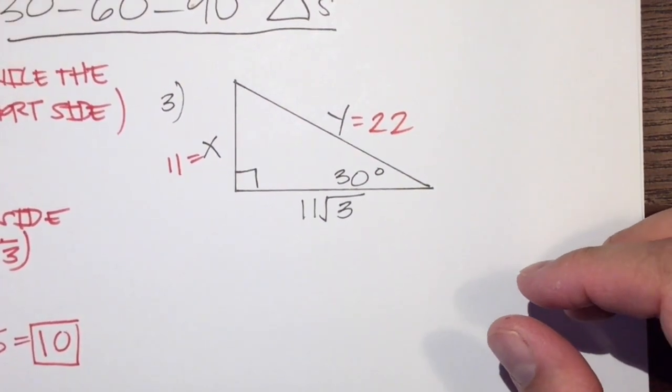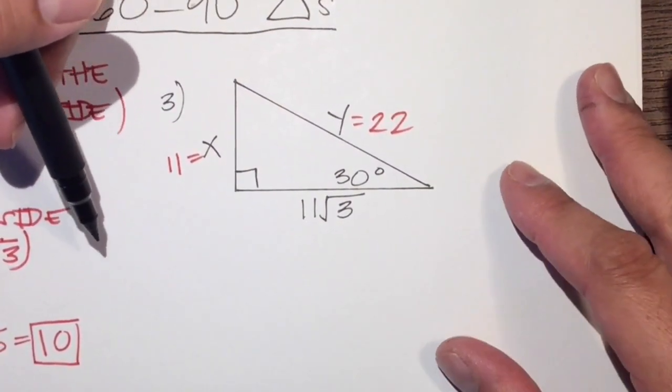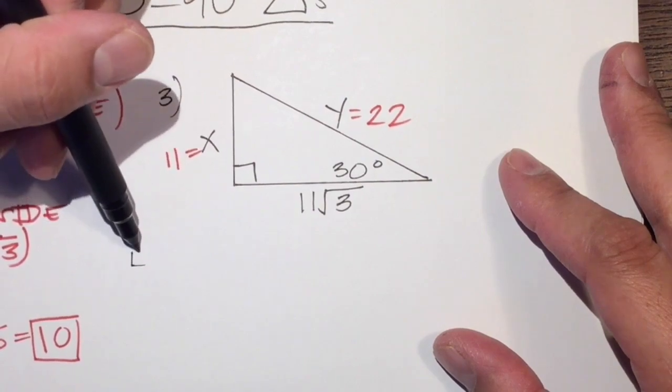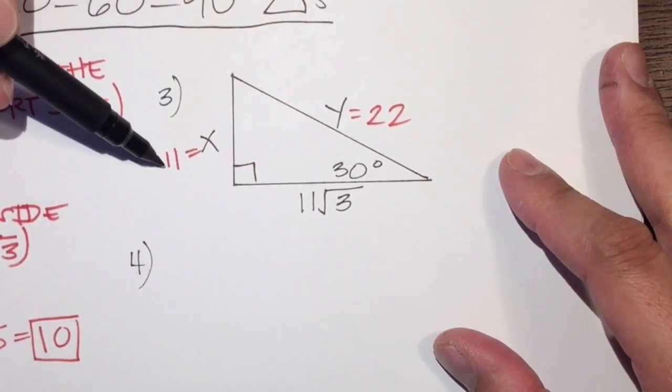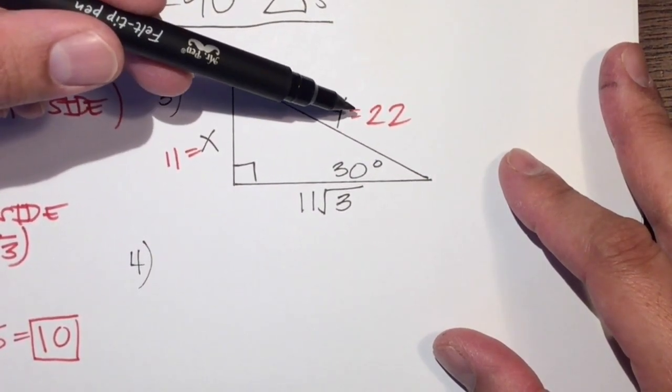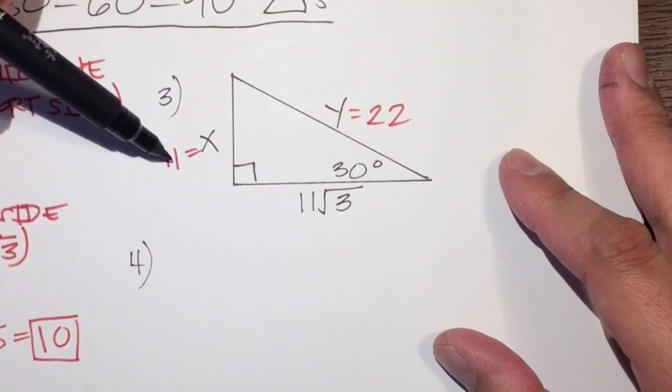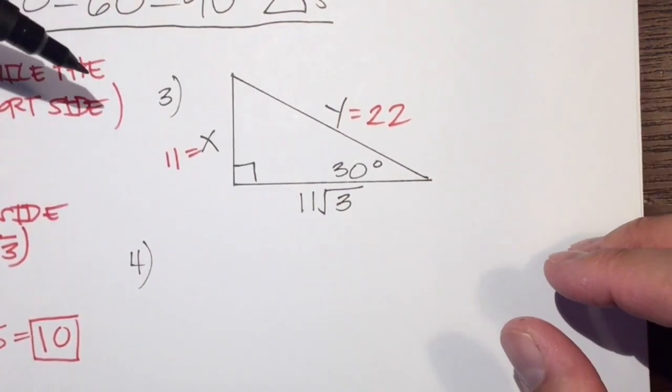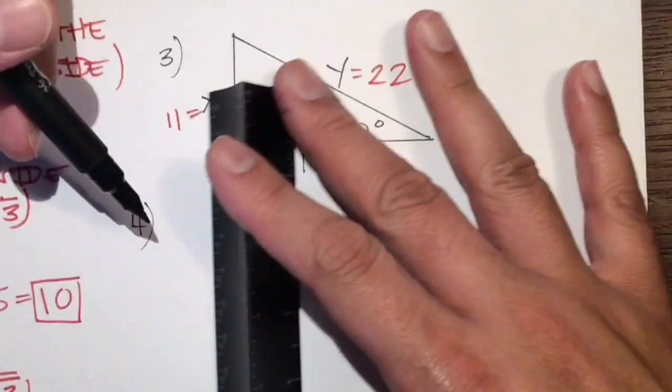Okay? All right. Hopefully you guys got that. Hopefully you're getting this. Hopefully you're seeing the pattern. Short side is half of the hypotenuse. Middle side is just the short side times radical 3. All right. Here we go.